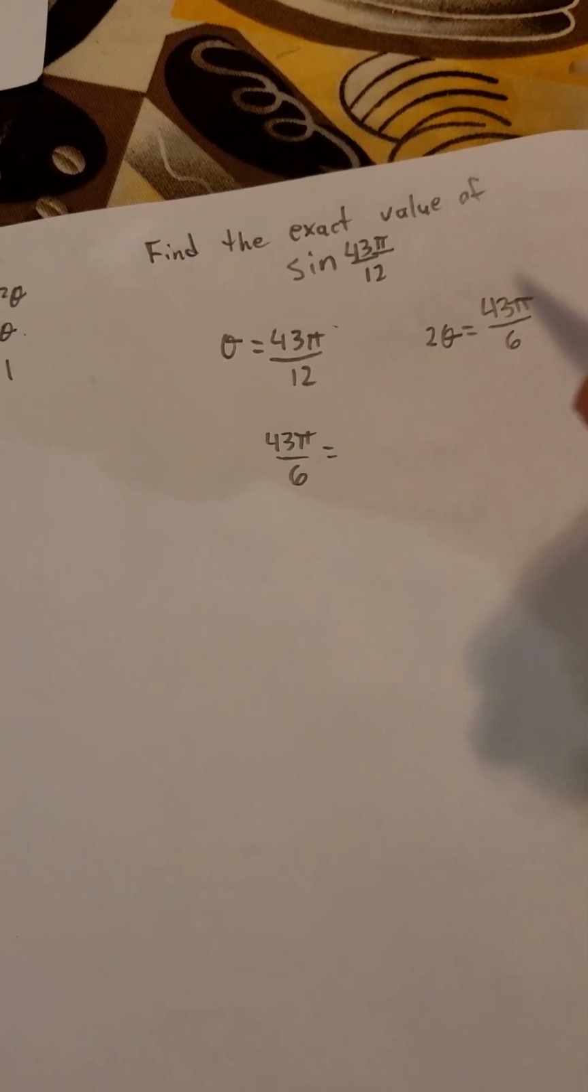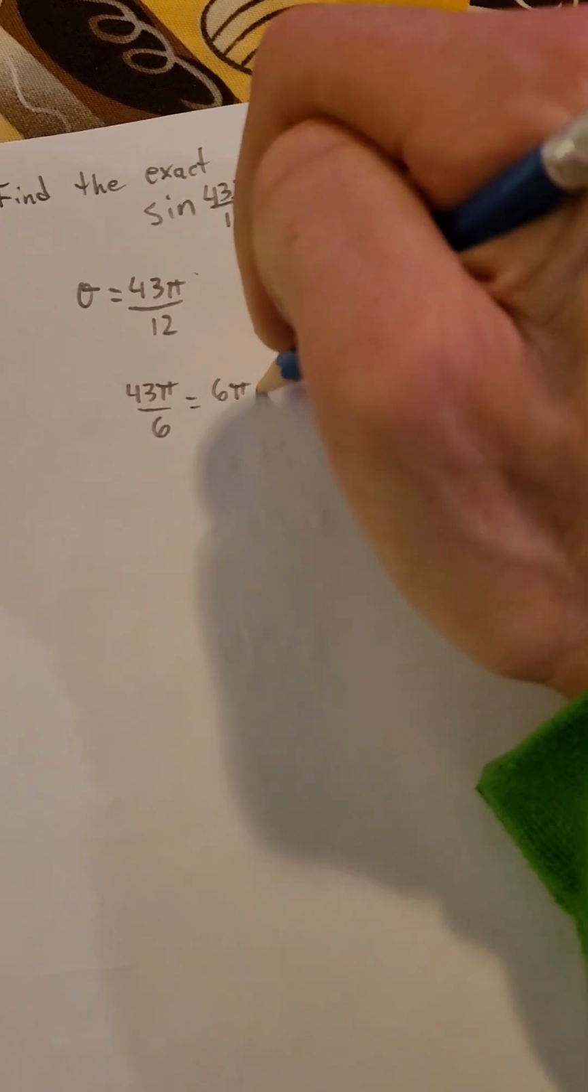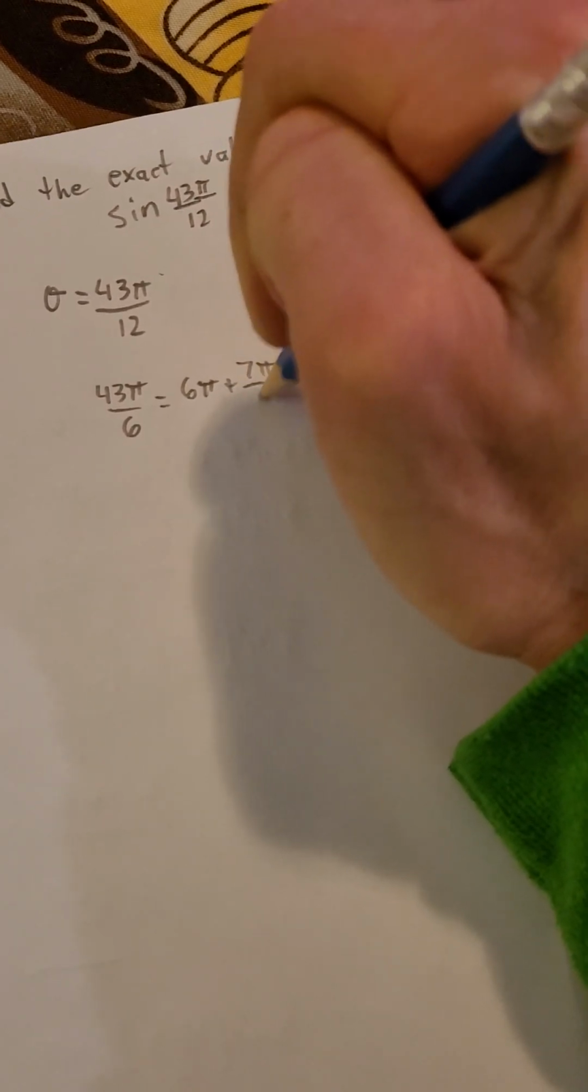What I want is 6 pi, because as we were talking about before, every rotation around the unit circle is a rotation of 2 pi. So the more even numbers of pi, or more 2 pi's we can take out, it actually leaves us exactly where we started from, and it gives us an easier number to work with. So this is the same thing as 6 pi's plus another 7 pi over 6.